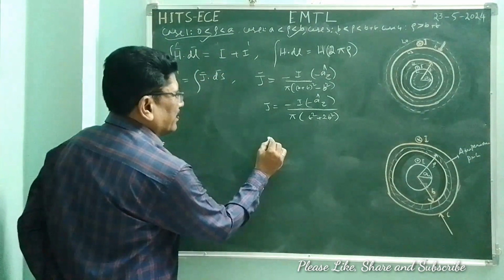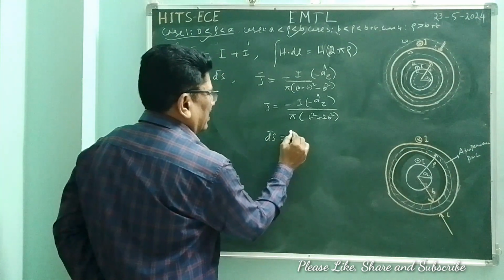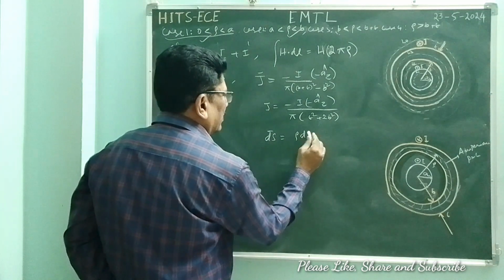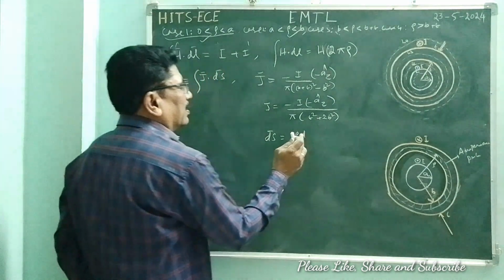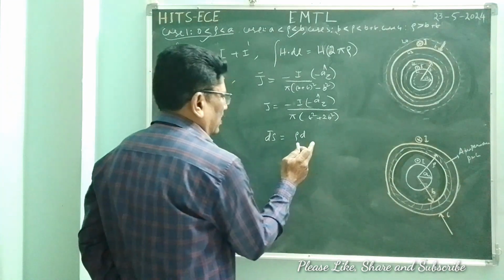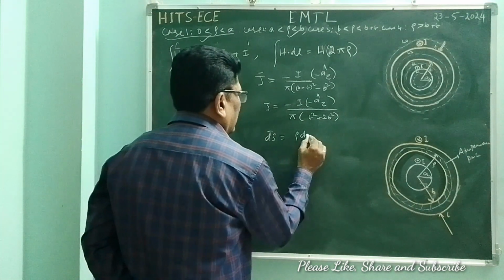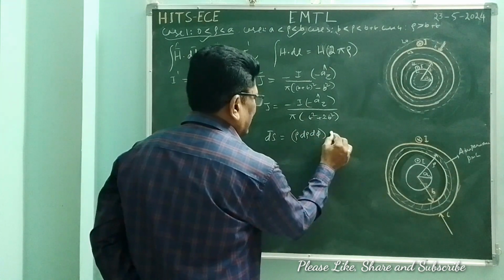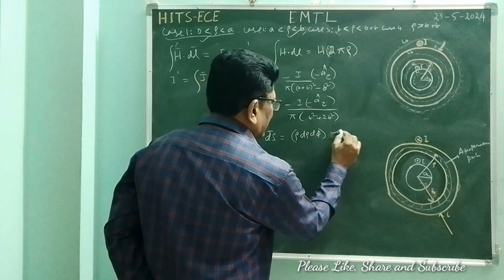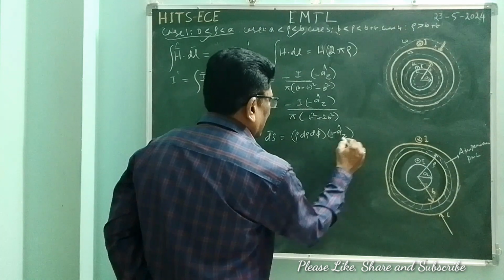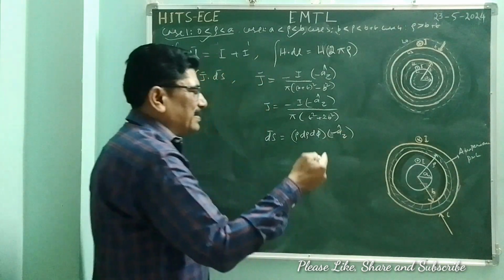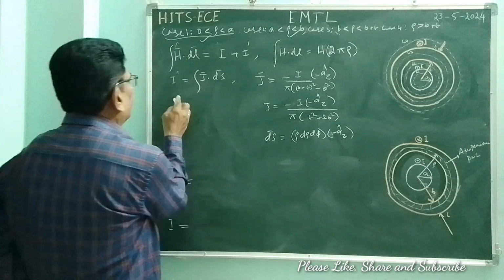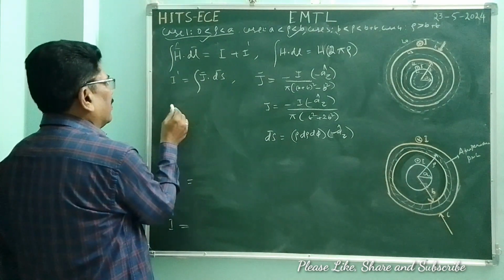And what about ds? Already we have found an expression, that is rho into d rho into d phi. Okay, this is ds and minus az cap. This differential surface vector is into the board, so minus az cap. Let us find out this expression now, integral J dot ds.